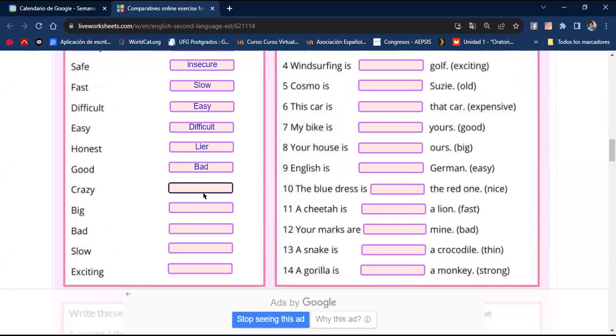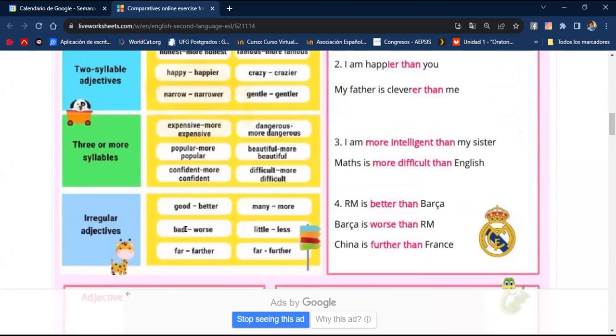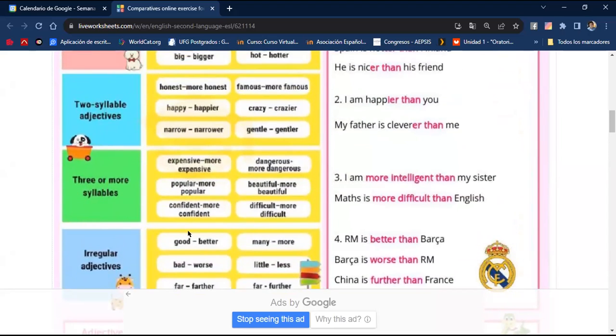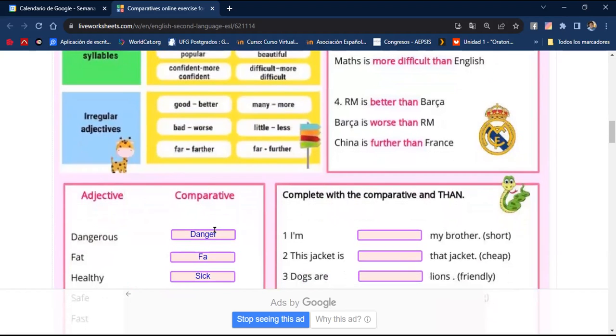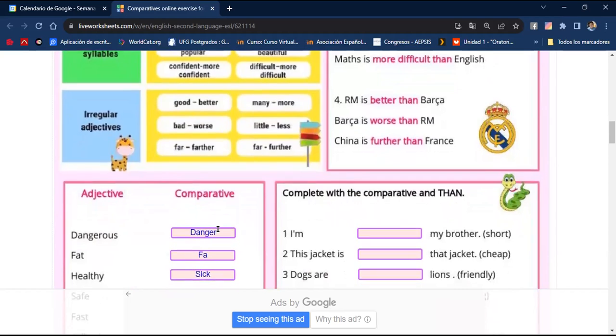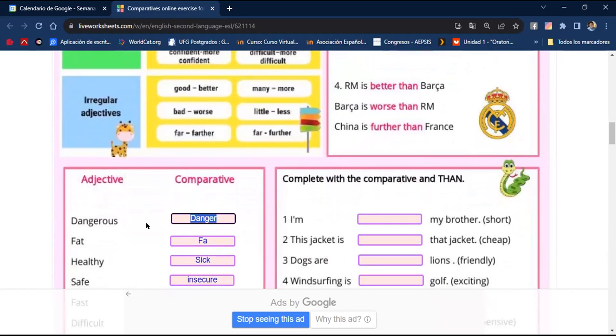Excuse me. Listen, you have to read the instructions. Scroll up, go up. It says, no, scroll down, go down. The instruction: adjective, comparative, not opposite. Entonces dangerous, and you have in the previous part the explanation.